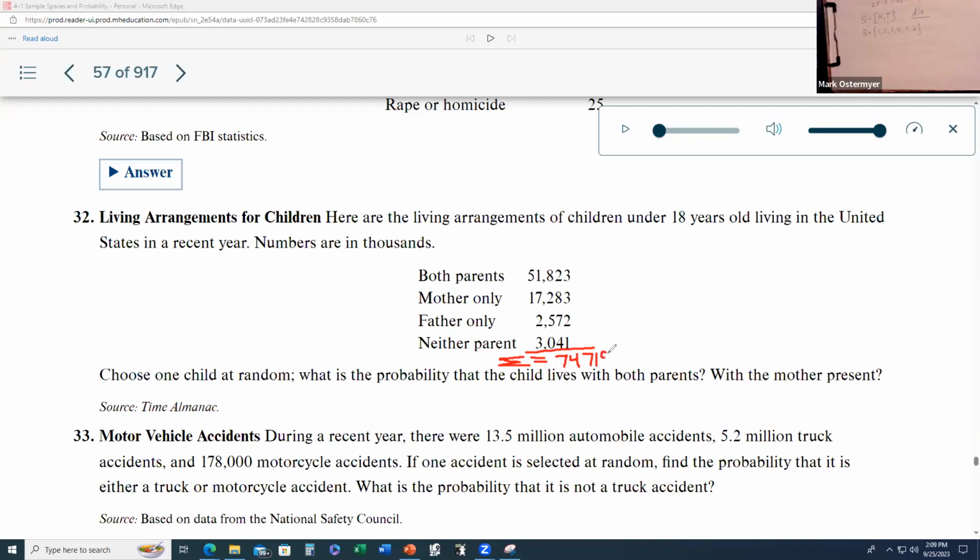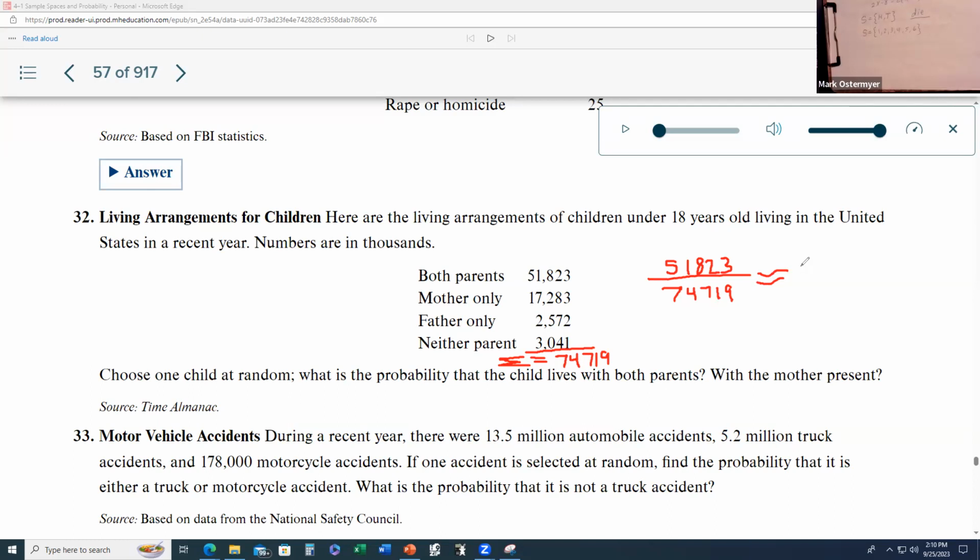Now we can answer this question. It says, if we randomly select a child, what is the probability the child lives with both parents? Well, how many live with both parents? Well, 51,823. We're going to divide that by the total number of children that were surveyed, 74,719. And you have your answer. Let's just convert this into a decimal. So we're going to take 51,823 and divide that by 74,719.